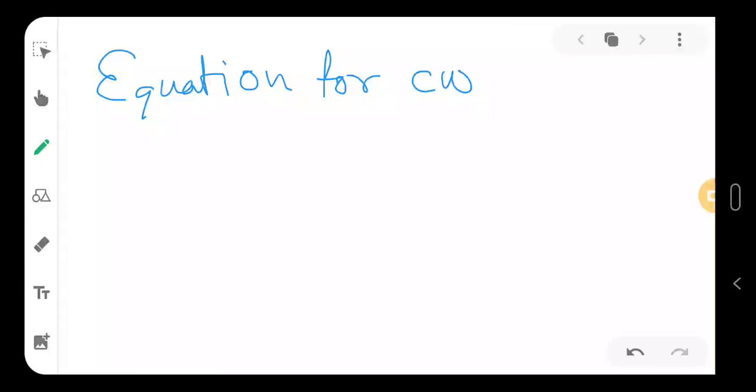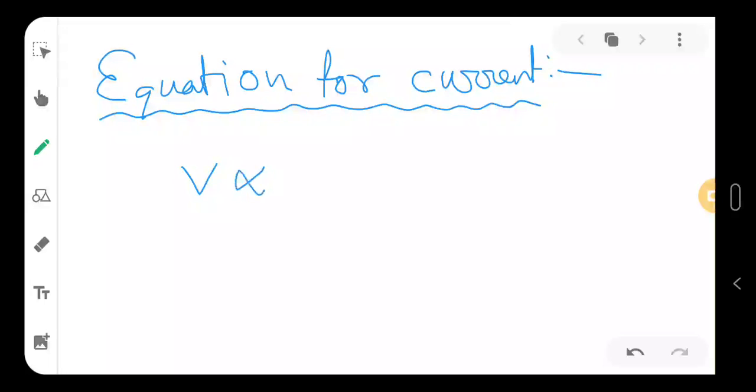Equation for current. So, what is this equation for? We will be connecting this current and voltage in some way. Till now we have learned Ohm's law, which states that if all the conditions are unchanged, then the voltage between 2 points is proportional to the current flowing through that point. So we have learned this.